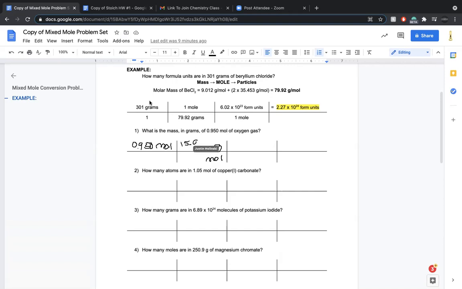That is in atomic mass units, which corresponds to this many grams in every 1 mole of oxygen gas. So moles cancel with moles. Now we just need to multiply together: 15.999 times 0.950, and we get 15.19905.